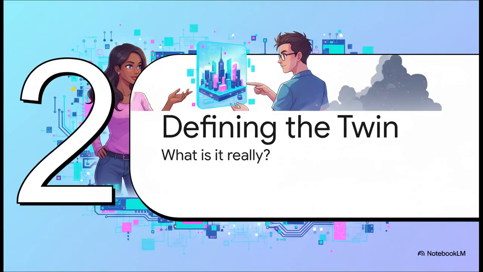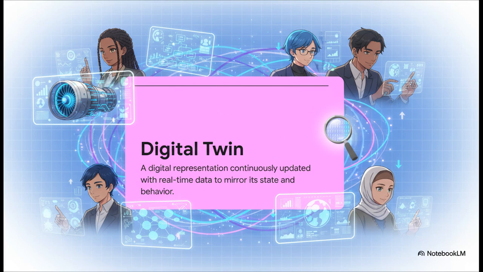So to really get a handle on this mirror, we need a solid definition. What exactly is a digital twin? And maybe just as important, what isn't it? Okay, here's the official take. Now, the magic words here are continuously updated and real-time data. See, this isn't some model you build once and then just look at. It's a system that is constantly, perpetually synced up with reality, whether that reality is a jet engine, a global supply chain, or the entire organization itself.